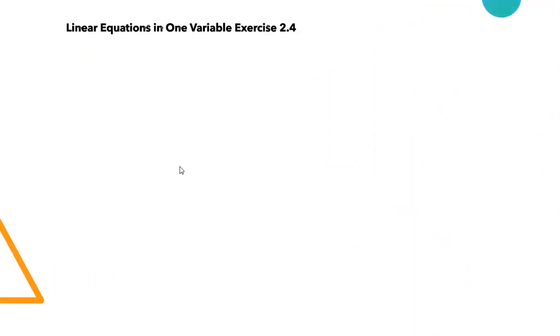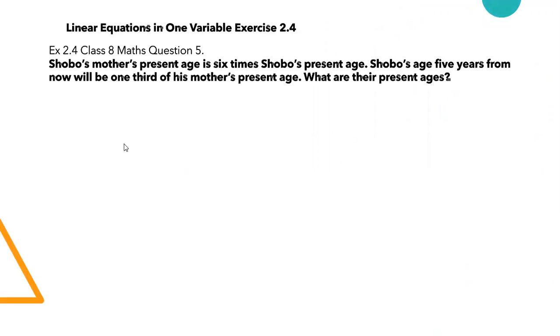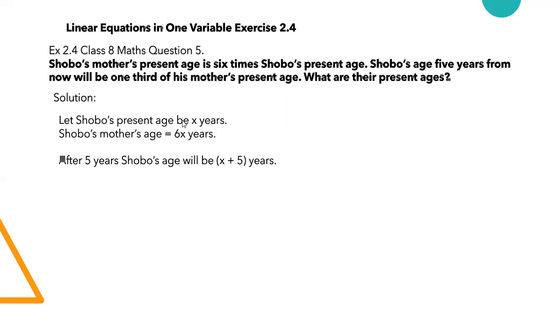So here I'll be having question number 5 displayed for you. Question number 5 says Shobu's mother's present age is 6 times Shobu's present age. Now let us write this down. All right, so in the solution part, I'll be writing this down.